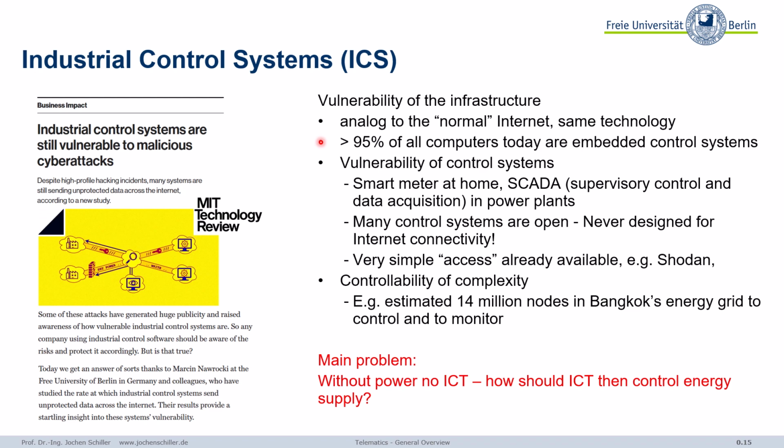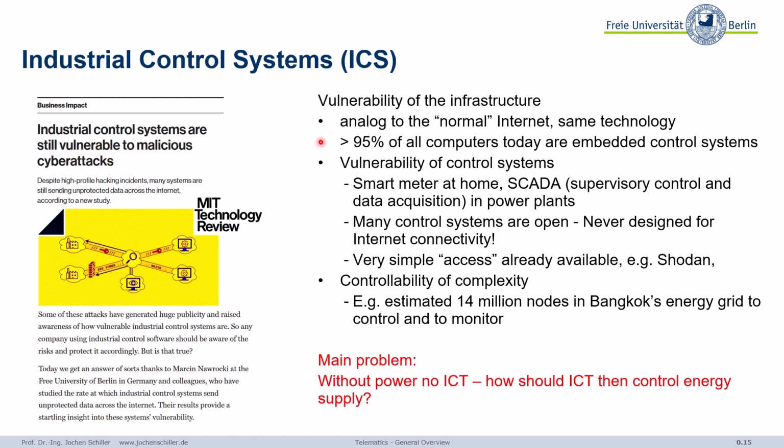So the main problem is if these control systems control, for example, the power grid. Well, we all know, no communication without power, but also no modern power grid without communication. So that is one of the big problems.